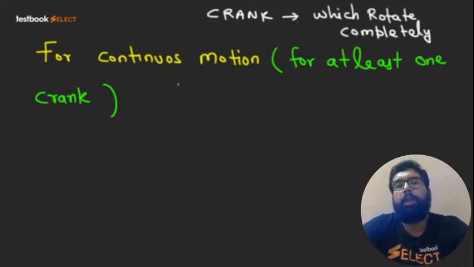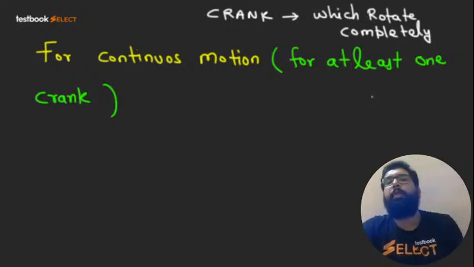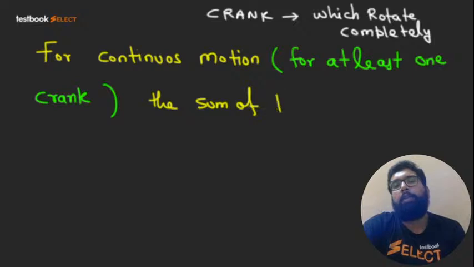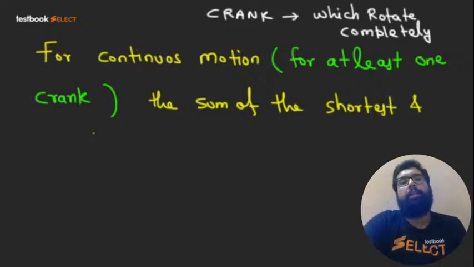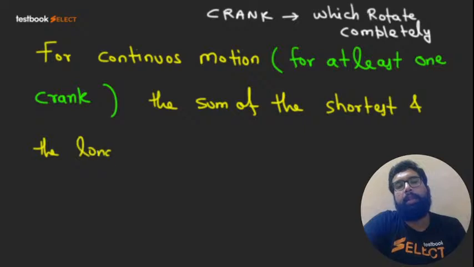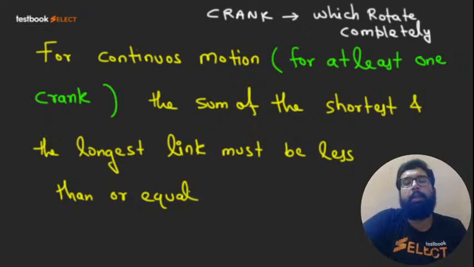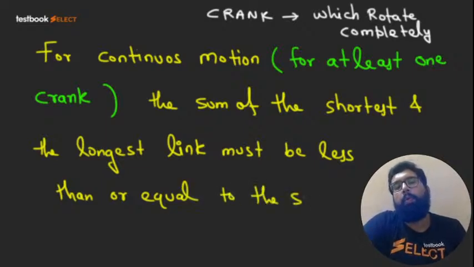So for continuous motion, for at least one crank, the sum of the shortest and the longest link must be less than or equal to the sum of the rest two links.